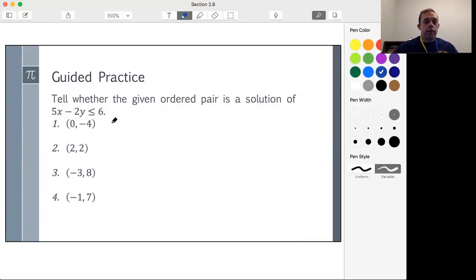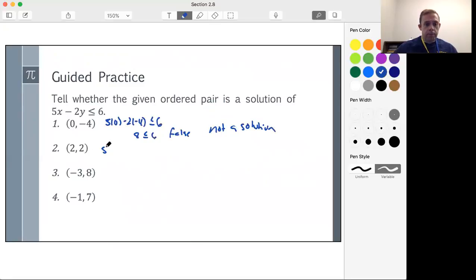All right, welcome back. Let's go ahead and quickly check this. So we have 5 times 0 minus 2 times -4. Is that less than or equal to 6? So is 8 less than or equal to 6? This is false. So not a solution.